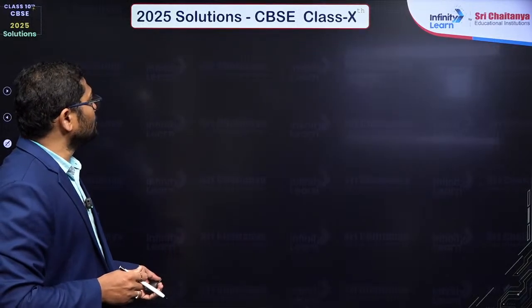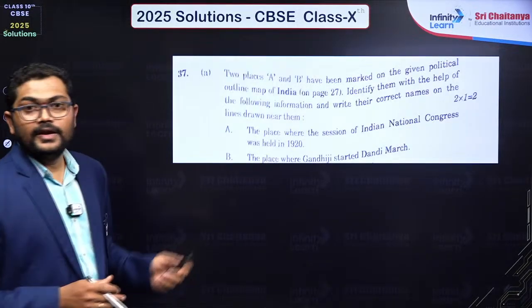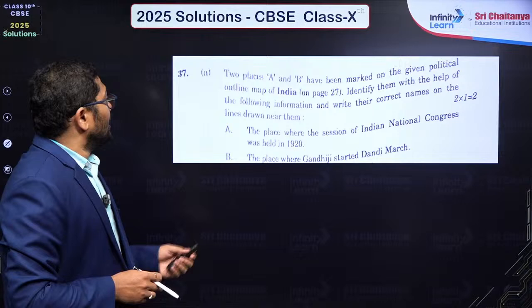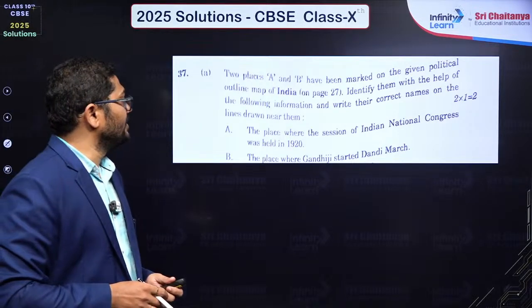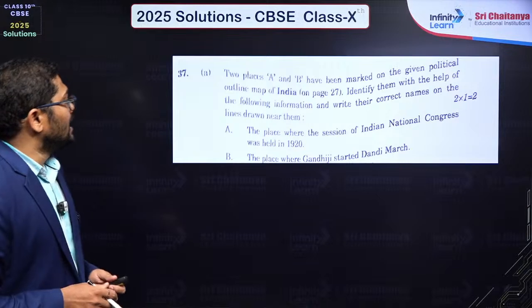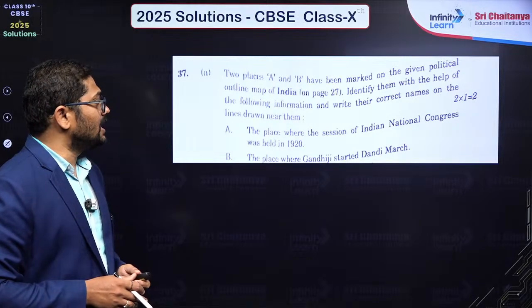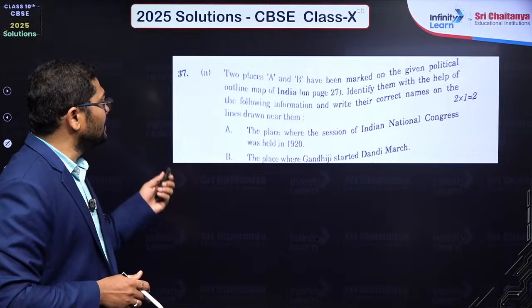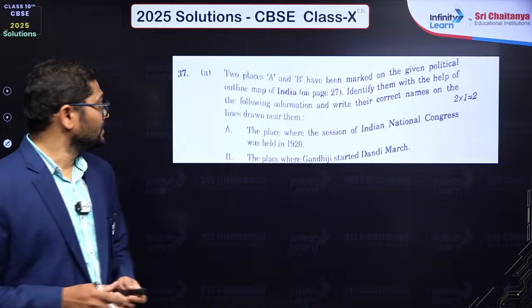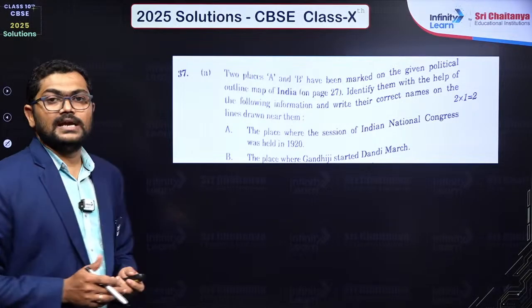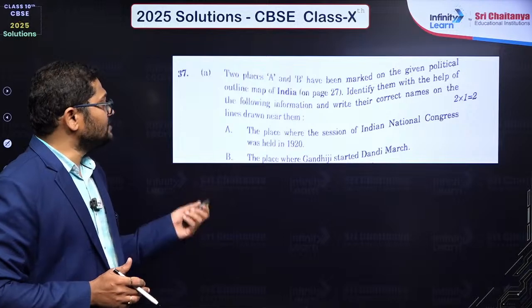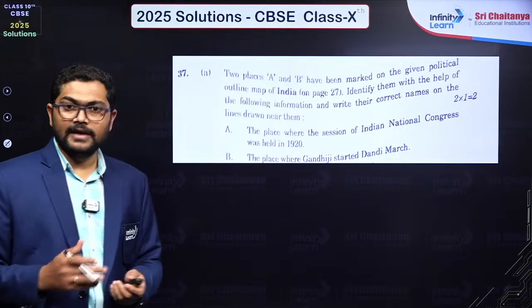Then we are moving on to the last one, map pointing. Two places, A and B, have been marked on the given political outline map of India. Identify them with the help of the following information and write their correct names on the lines drawn near them. The first one, the place where the session of the Indian National Congress was held in 1920. The place where Gandhiji started the Dandi March.